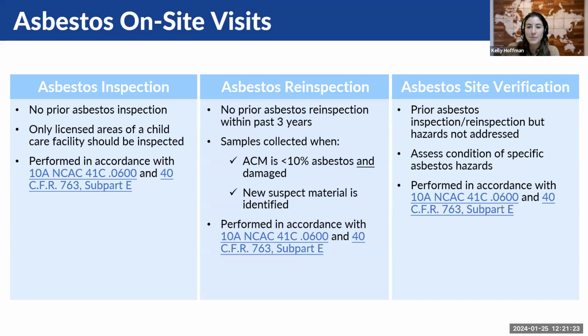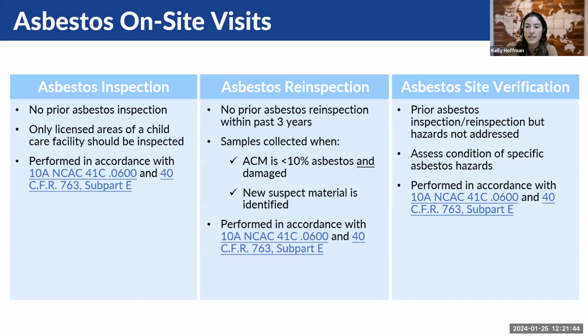We have an asbestos inspection, which will be conducted when a facility has not had a prior asbestos inspection that meets the rule requirements. For childcare facilities, only licensed areas should be inspected. So if the facility operates out of a shared building, you will not need to inspect areas that are not officially part of the childcare facility.